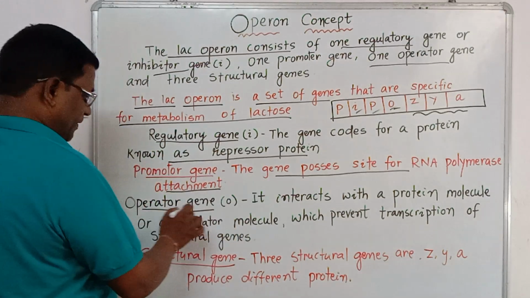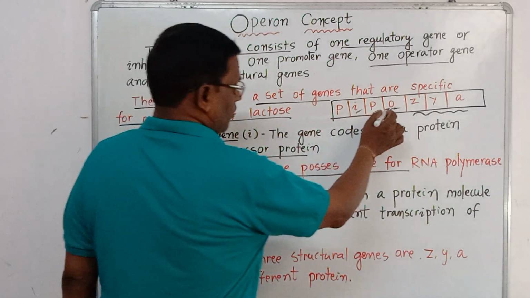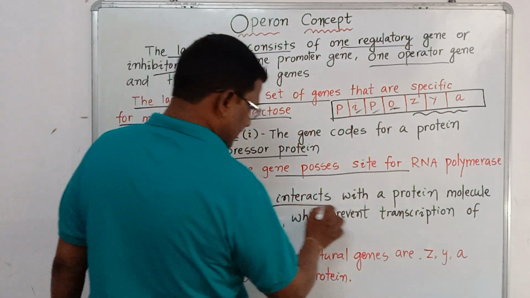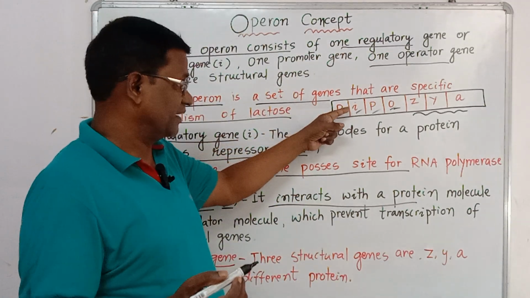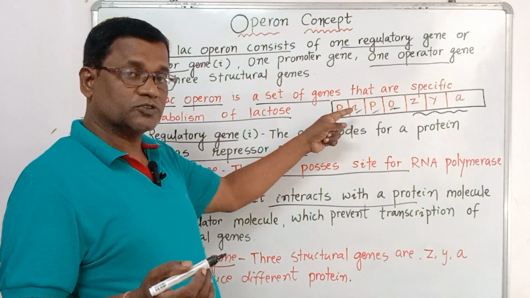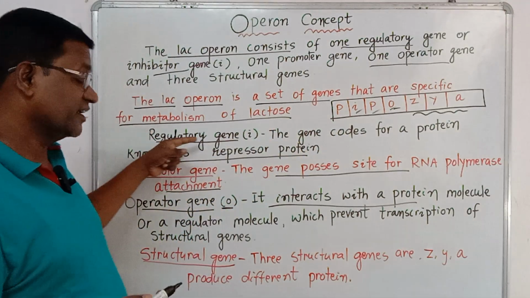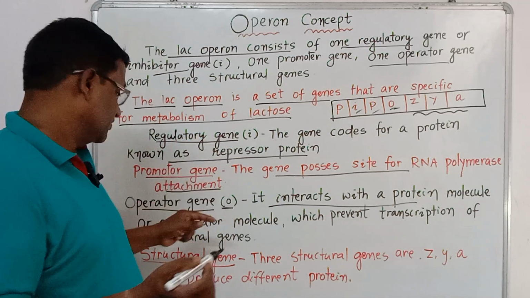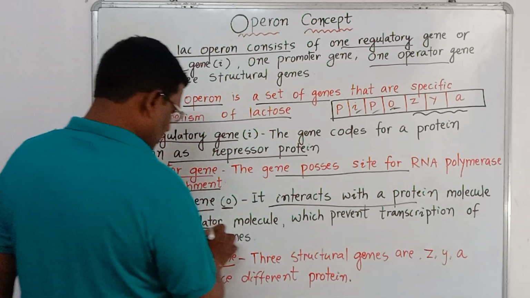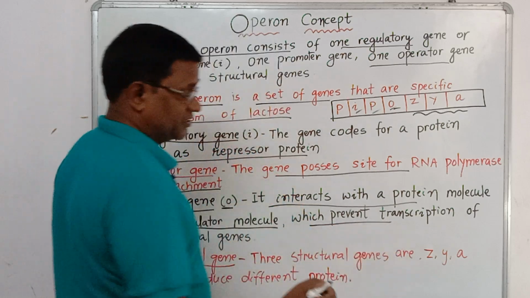After that, the operator gene, O, you see here the operator. What will it do? It will interact with protein molecules. What protein molecules? The ones produced by this gene, which is I, the regulator gene. The protein it forms is a regulator protein, which will prevent the transcription.